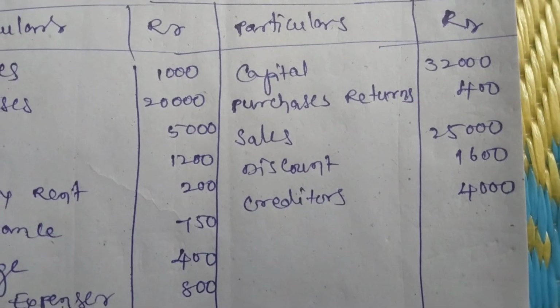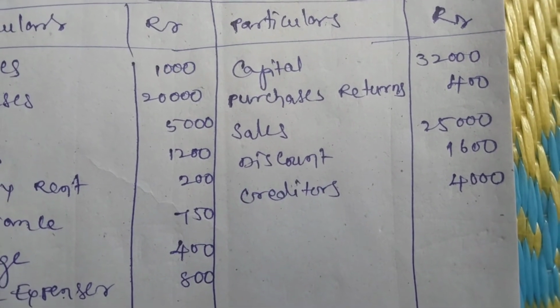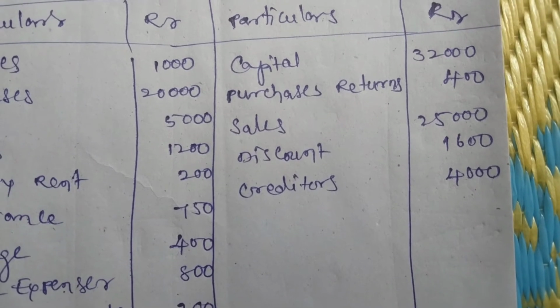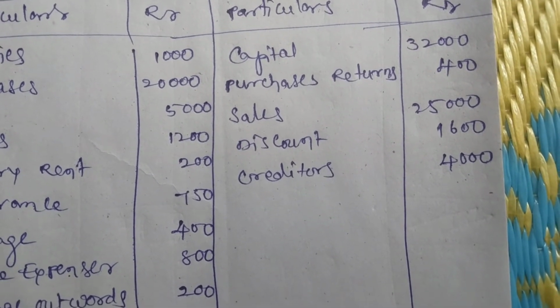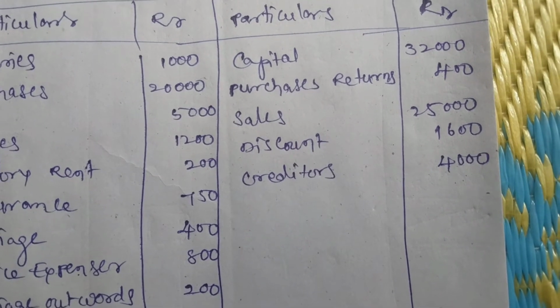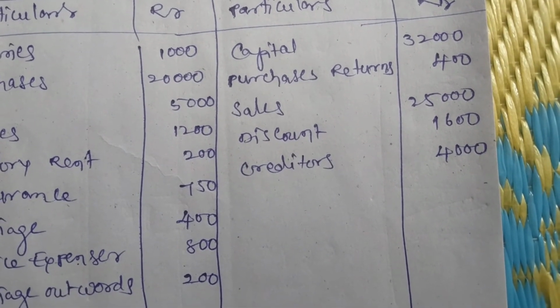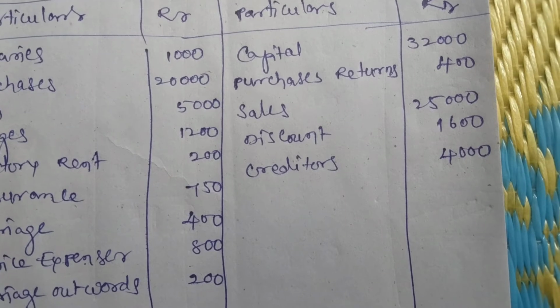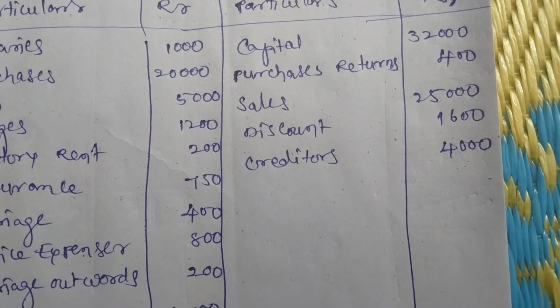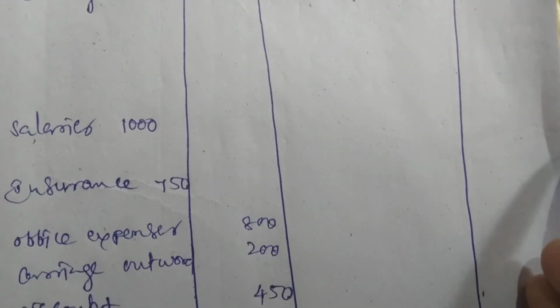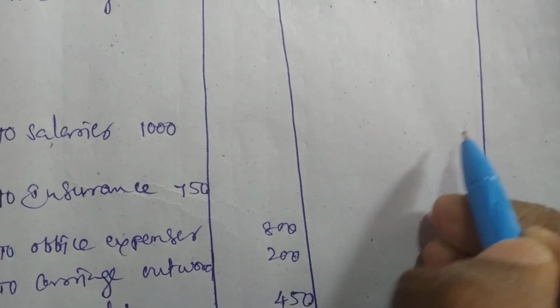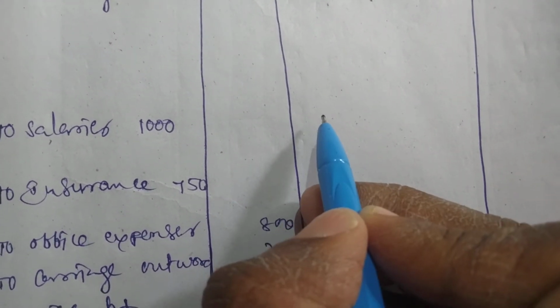Next one is discount. Discount 1600. So the discount is indirect income. So indirect incomes are recorded in the credit side of the profit and loss account. So we must go to the credit side of the profit and loss account, 1600. So this is the debit part, this is the credit part. So leave some place for the gross profit.